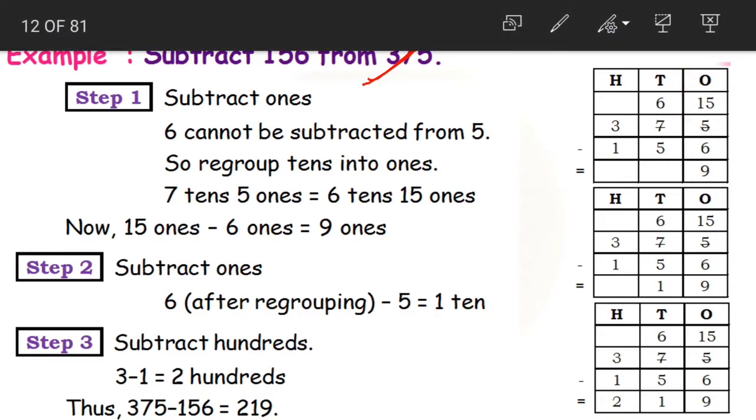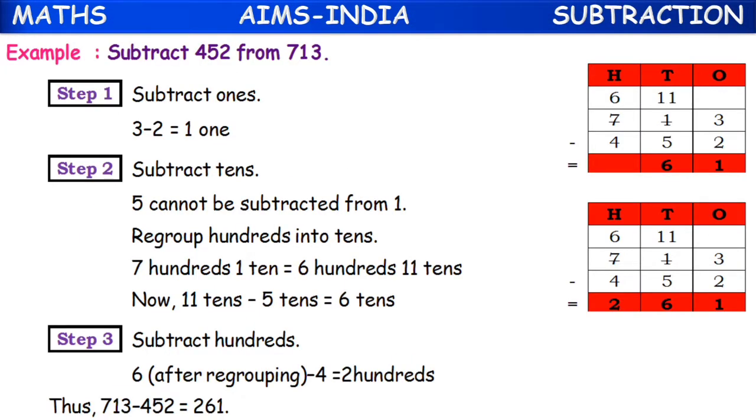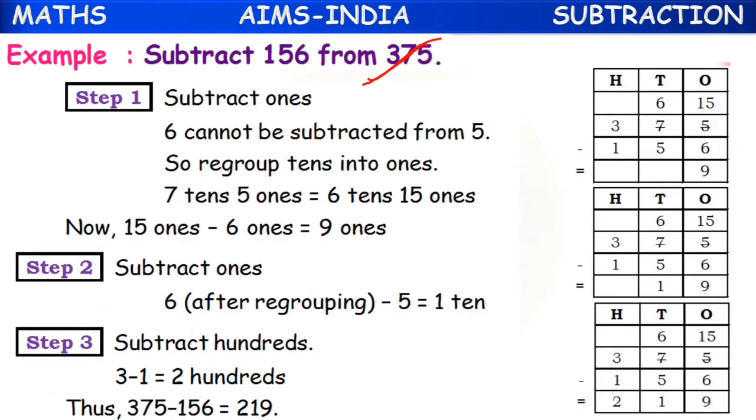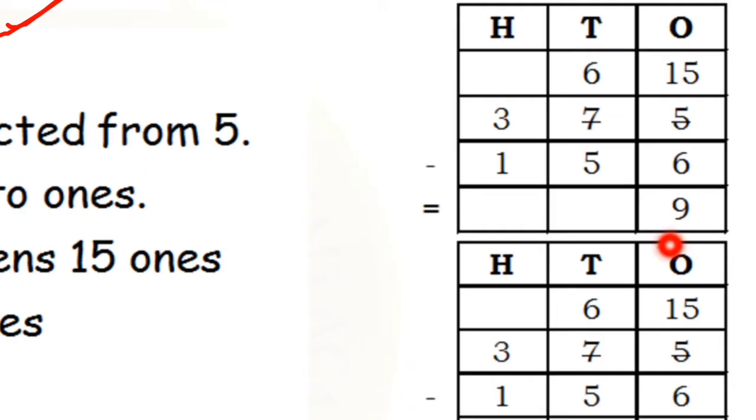Yes, what do we have here? Look at this. Sorry children, wait a second. What do we have here? We have 5 minus 6. In the ones place we have 5 minus 6.